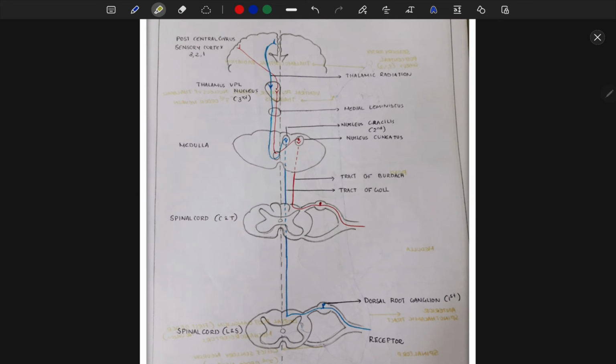So here the applied aspect is, if there is a lesion in the spinal cord, the same side of the body will be affected, and if there is a lesion in the brain stem, the opposite side of the body will be affected.